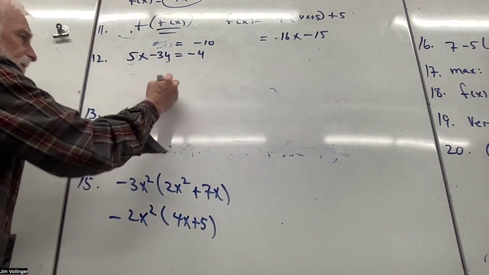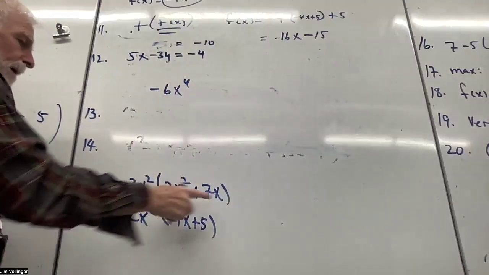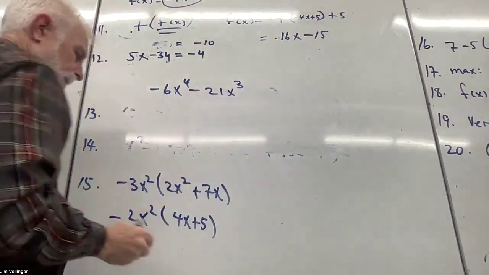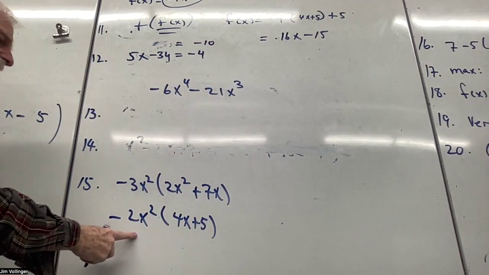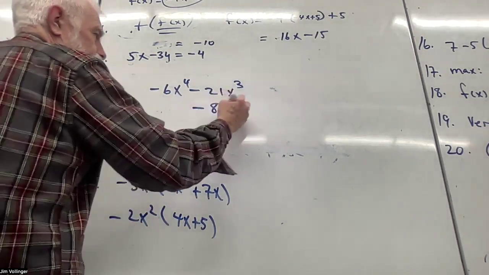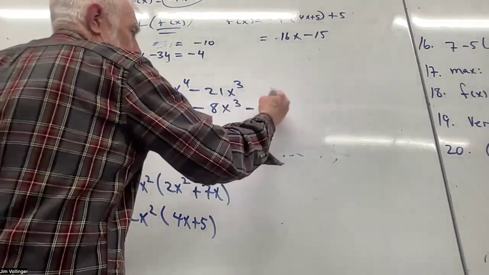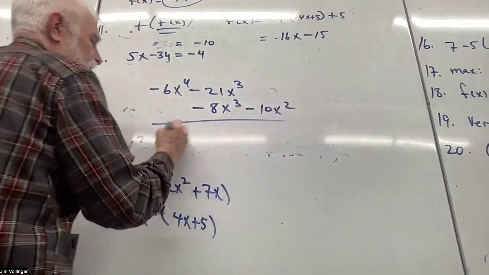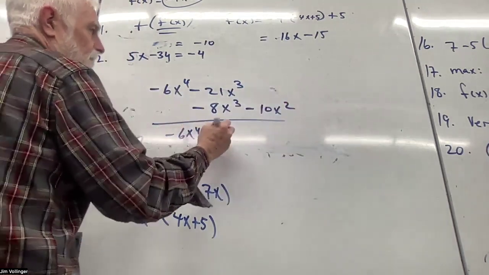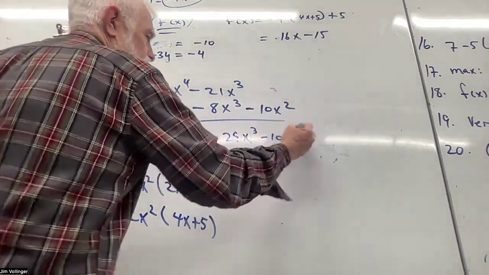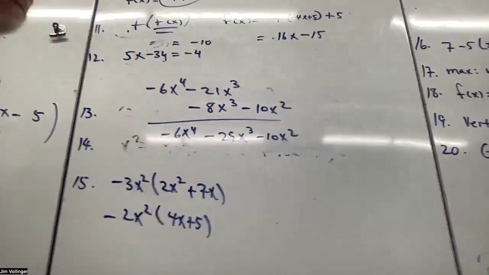So minus 6x to the 4th, minus 21x cubed. And this is minus 8x cubed. And this one is minus 10x squared. Add it up. You got minus 6x to the 4th, minus 29x cubed, minus 10x squared. Hope I'm not making any careless errors. Let's move on.